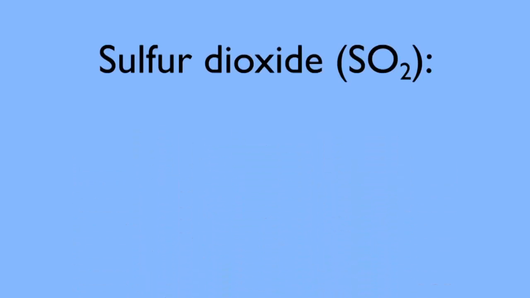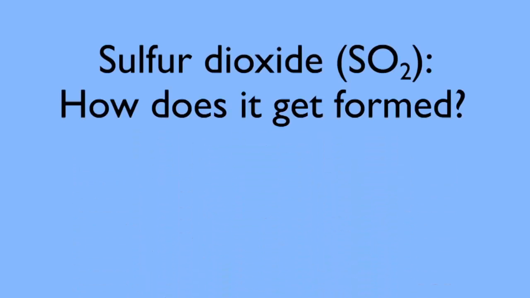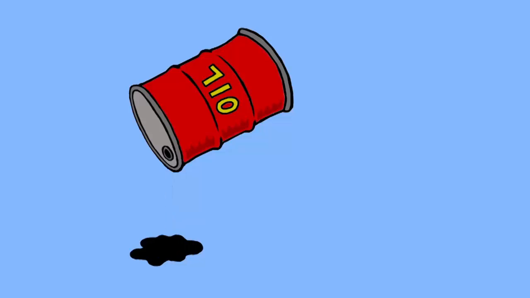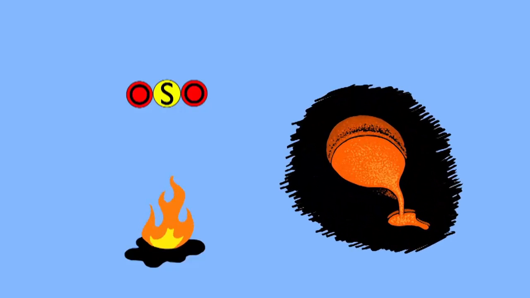Finally, there is sulfur dioxide. Can you think how this chemical might be formed? Pause the video and continue when ready. The correct answer is that any sulfur combusted in the presence of oxygen, typically coming from fossil fuels which naturally contain tiny amounts of sulfur, and also the smelting of mineral ores, lead to the formation of sulfur dioxide.